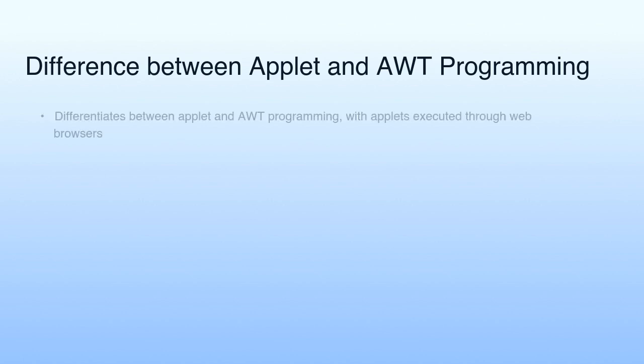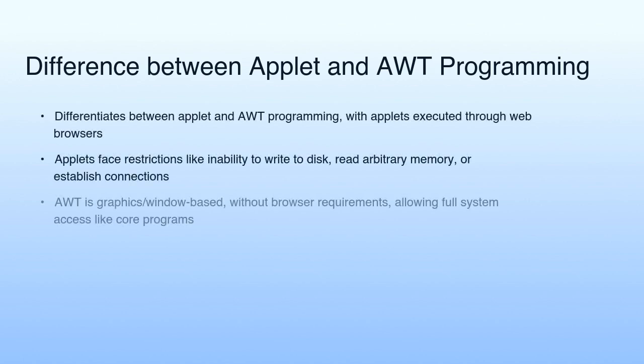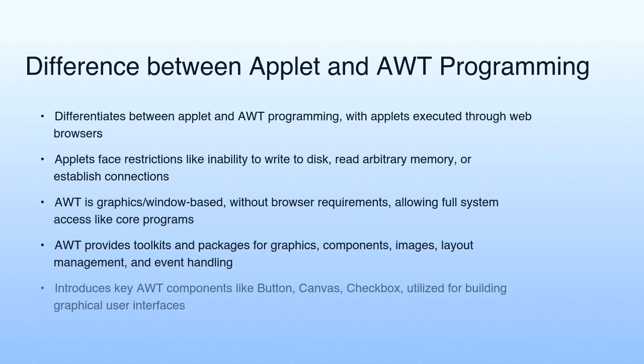There is a key difference between applet and AWT programming. While applets are executed through web browsers, they face restrictions like the inability to write to disk, read arbitrary memory, or establish connections. On the other hand, AWT is graphics or window-based programming without browser requirements, allowing full system access like core programs. AWT provides toolkits and packages for graphics, components, images, layout management, and event handling.